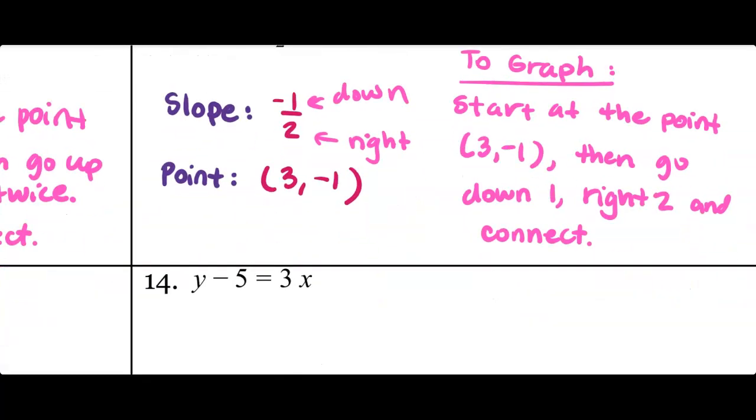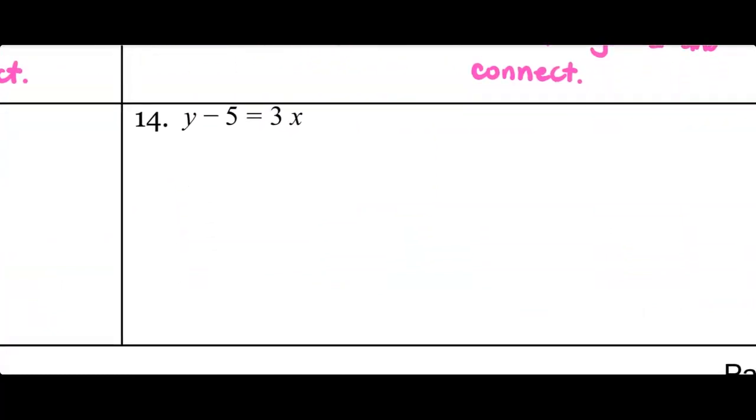The last example I want to look at is number 14. This is kind of in point-slope form, kind of in no other form really. So we kind of want to get it equal to y. So we would do that by adding 5 to both sides to get that y is equal to 3x plus 5. And now we can see it actually is more like slope-intercept form.